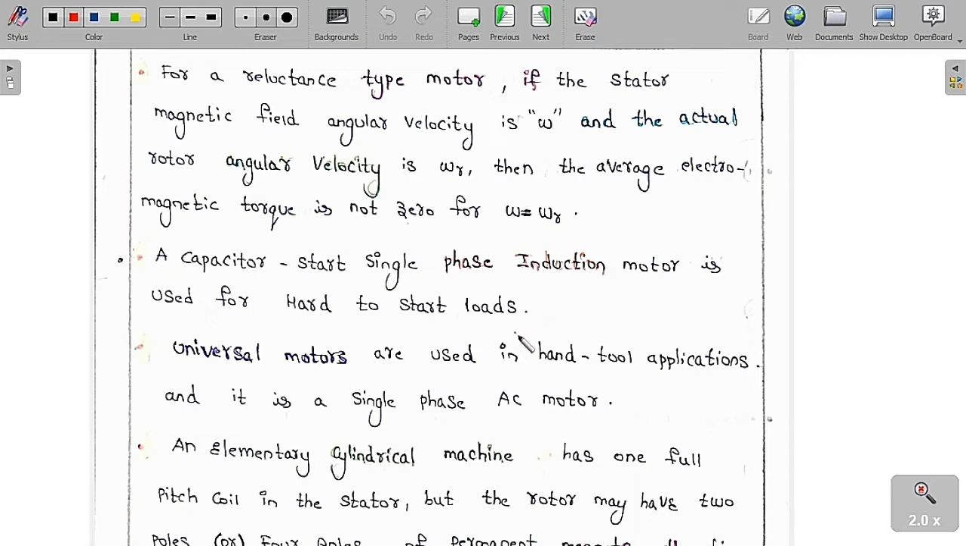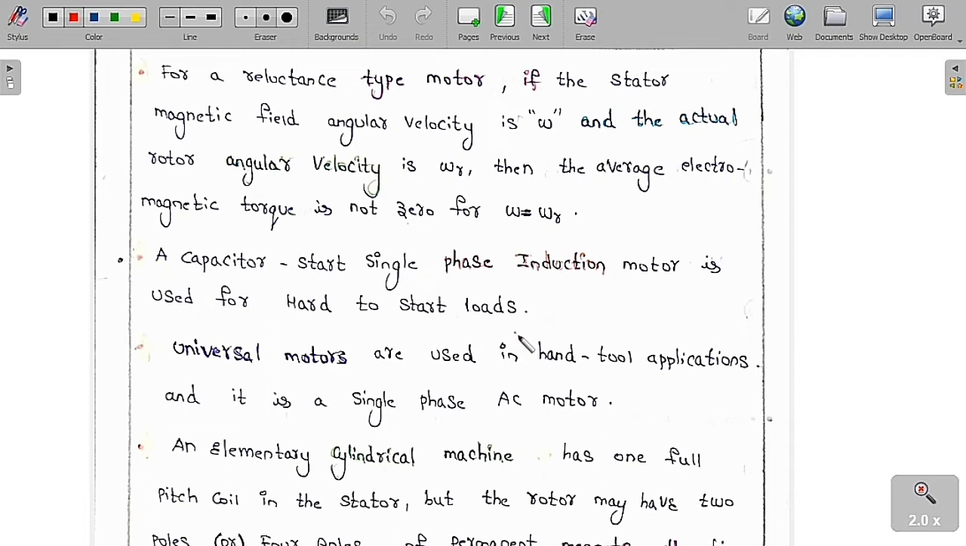So if you use the capacitor, as alpha increases, definitely we can say that sine alpha increases, so the torque will increase. So whichever the loads, whichever the motors which are very hard to start, with the help of capacitor we can increase the alpha. If you increase the alpha, sine alpha increases, the torque increases. So therefore, it can easily start the rotor.